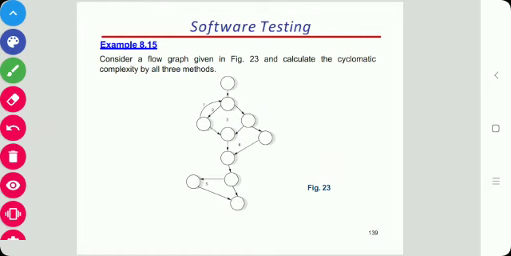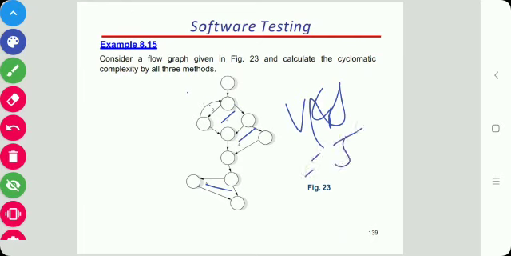And the third method is to calculate the regions. So the outside region is first, this is the second region, this is the third region, this is the fourth and this is the fifth. So again Vg is equal to 5 by the third method also. So this is about the cyclomatic complexity.